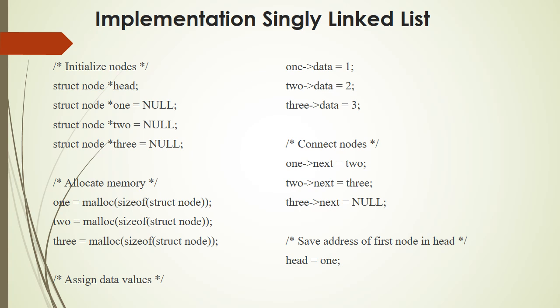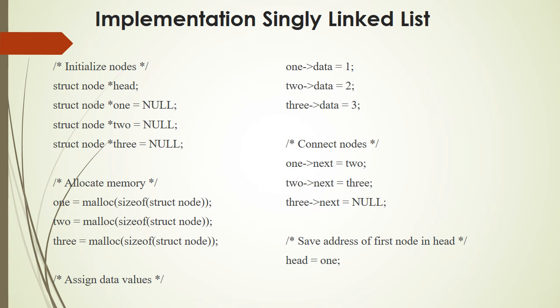We use the malloc function to dynamically allocate memory for each node. This is necessary because the size of the linked list can change during runtime. In this code, the malloc function allocates memory equivalent to the size of the struct node for each pointer. This memory allocation allows us to store data in this node.